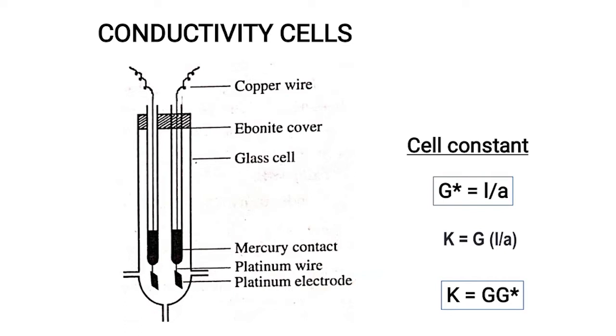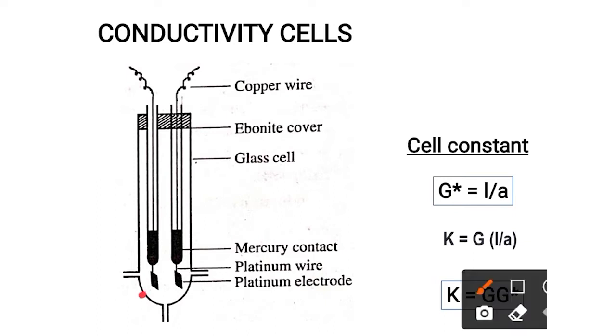These conductivity cells are made up of Pyrex glass and are fitted with two platinum electrodes. These platinum electrodes are coated with platinum black. These platinum electrodes are welded to platinum wires, and they are fused into the bottom of two thin glass tubes containing some mercury for making contact to the circuit by means of copper wire.